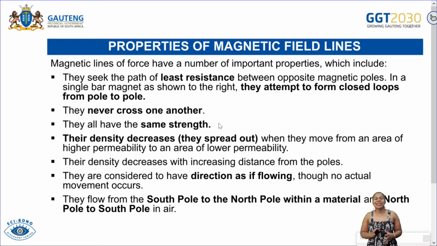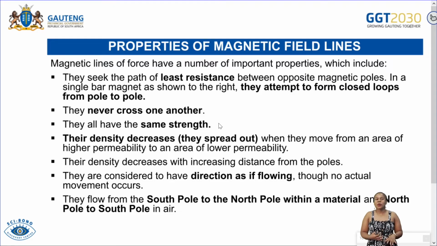But then, what are the things that we should be cautious about when we are drawing these magnetic field lines? What are the things that we should pay more attention to? Okay, so there are properties of the magnetic field lines that we have to look at. First one is that they seek the path of least resistance, because between the opposite poles in the single bar magnet, as shown on the right of the diagram that I just showed you, they attempt to form closed loops because they're always trying to look for the path of least resistance, where they can move easily from one pole to another.